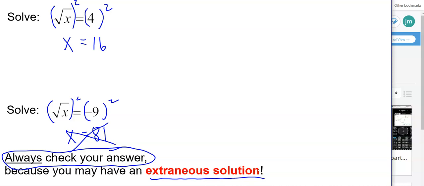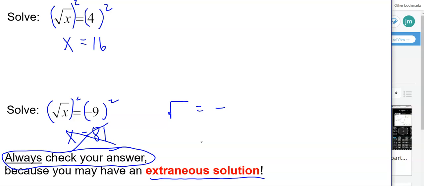If you think about it, how could a square root be equal to a negative number of any kind? Square roots are always positive, so they can't be equal to negative. We could have just not even squared both sides, just said there's no solution. There's no way this is possible. A square root is always positive. It can't be negative. There's not going to be a real solution.